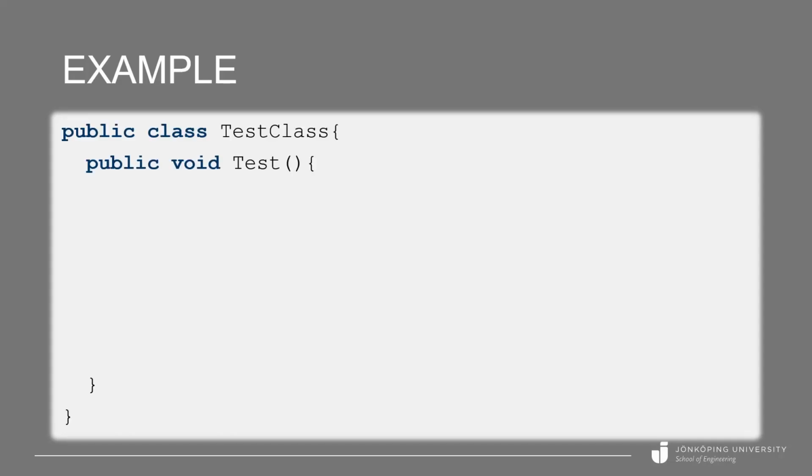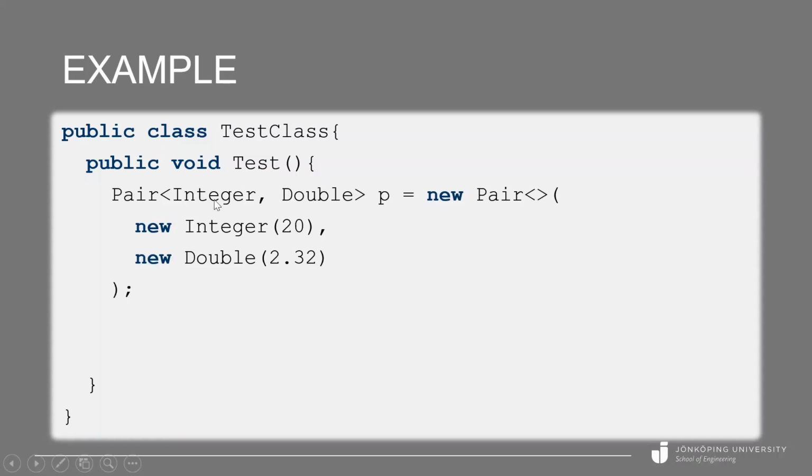So let me show you an example of this. So imagine that Pair class we created before, we want it to store an int value and we want it to store a double value. To make that happen, we specify that it should store an Integer object and a Double object. Then instead of passing it directly 20 and 2.32, we take this 20 and we create a new Integer instance that stores that 20 value and the corresponding thing for the double value.